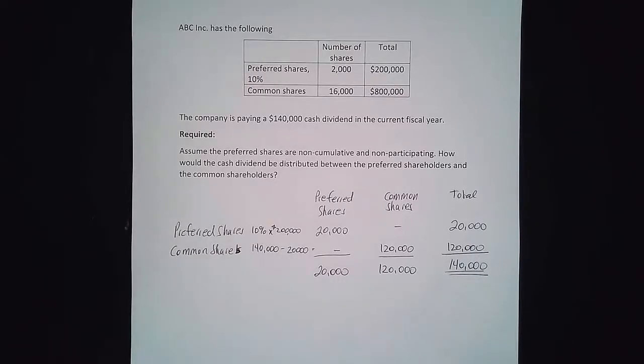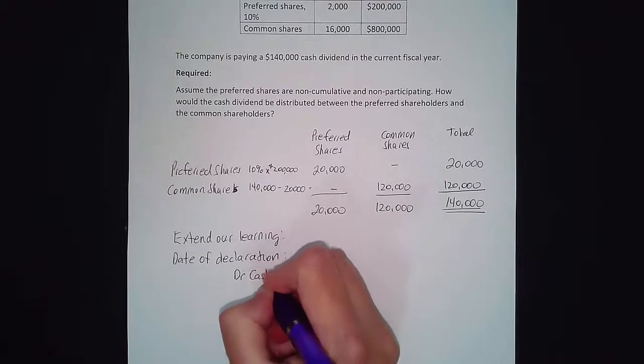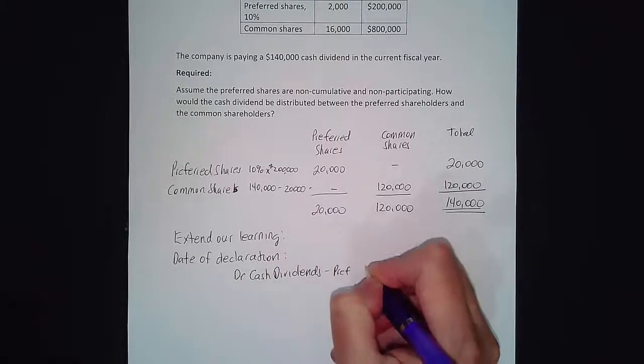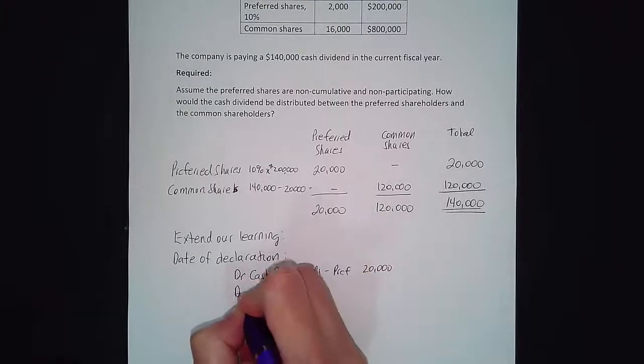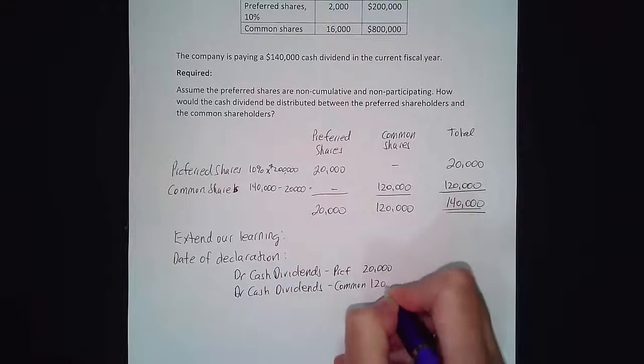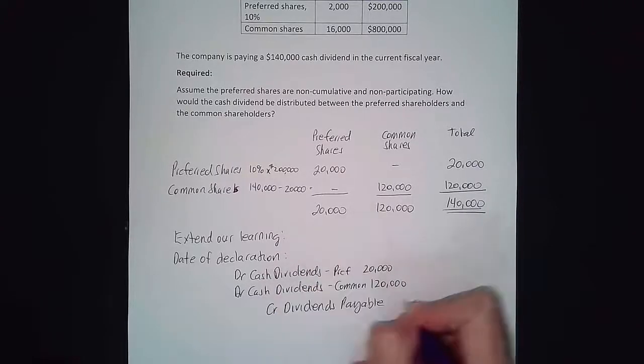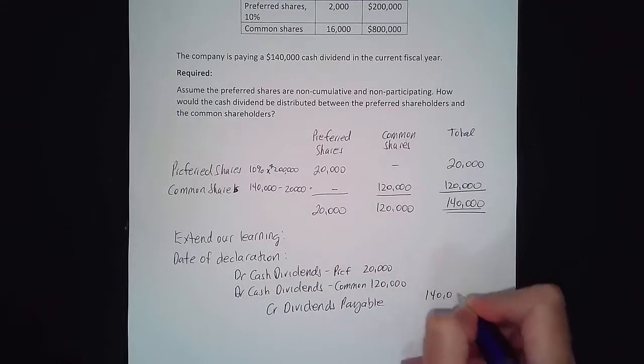Let's extend our learning. What would be the entry on the date of declaration? We would have to recognize a liability immediately as soon as the board of directors declares the dividend. And that would be a debit to cash dividends for the preferred, $20,000, a debit to cash dividends, common, of $120,000, and a credit to dividends payable of $140,000.